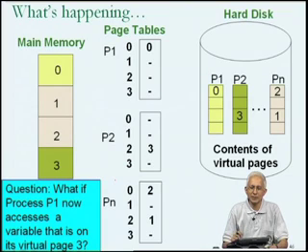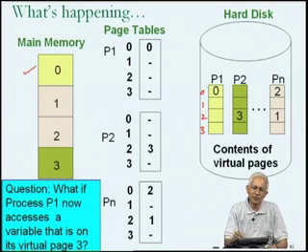raises an interesting question. So the question is this: what if the system is in this particular state and process P1 now accesses a variable that is present on its virtual page 3? Now what is virtual page 3 of process P1? Remember, virtual page 0 is present in main memory, virtual page 1 is not, virtual page 2 is not, and virtual page 3 also is not. So again, just to make sure we understand what is being said, the question is, what if process P1 is in execution and it accesses a variable that is in its virtual page 3? What could be present in its virtual page 3?